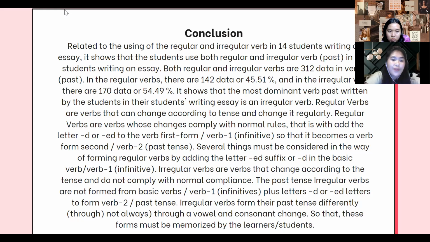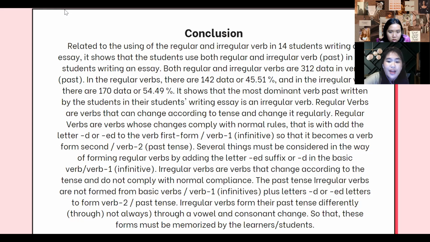Regular verbs are verbs whose changes comply with normal rules. That is, with the aid of the letter D or ed added to the verb, the first form, verb one, especially in infinitives. So regular verbs are formed by adding the suffix ed or d to these basic verbs, the infinitive.